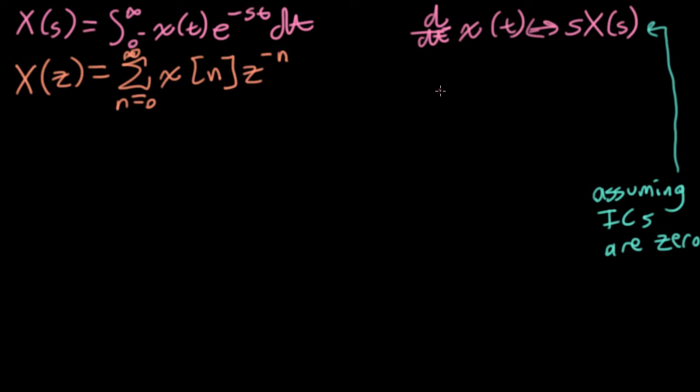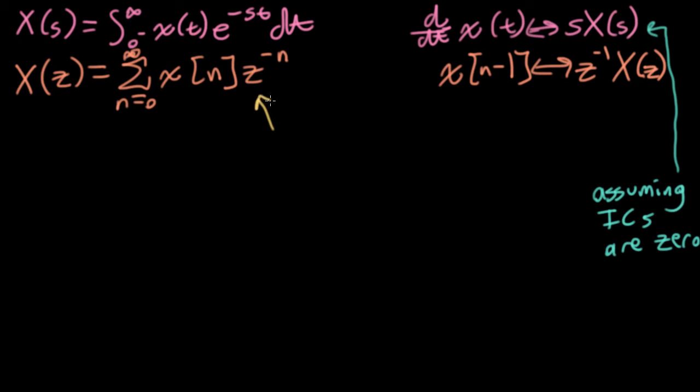Similarly, in ECE2026, we primarily studied difference equations in which the main operation was to take a delay. And what we discovered is that if you delayed a signal by one time unit, that corresponded to multiplying the Z transform by z to the minus 1.